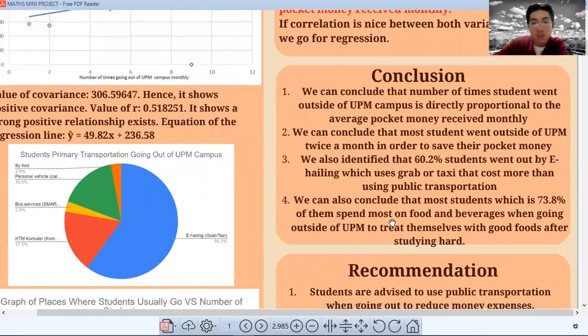Firstly, we conclude that the number of times students go outside of the campus is directly proportional to the average pocket money received monthly. Secondly, we conclude that students would usually go out mostly twice a month in order to save money. We also identified that 60.2% of students would go out using e-hailing, which is Grab or taxi services. And fourth, we concluded that most students, 73.8%, mostly spend on F&B when they go out.